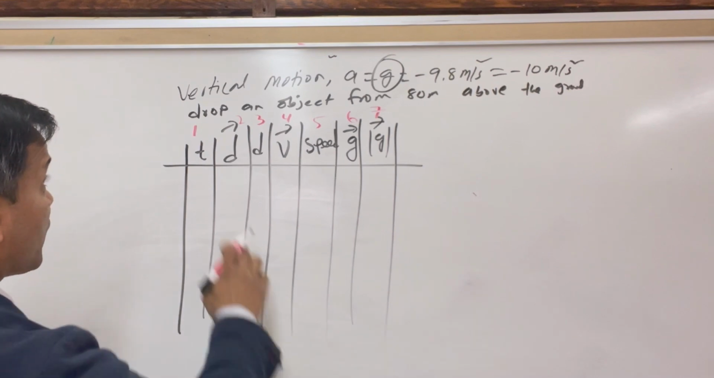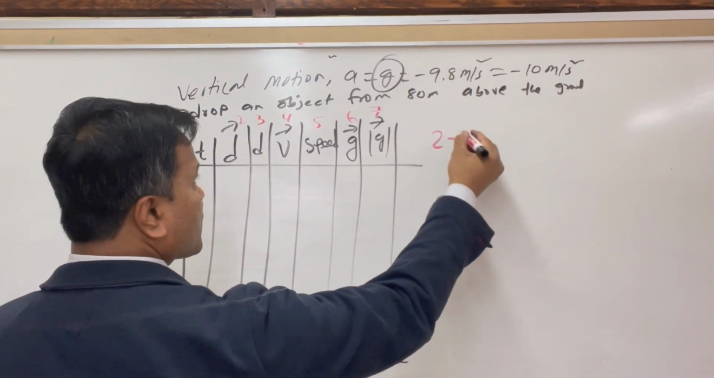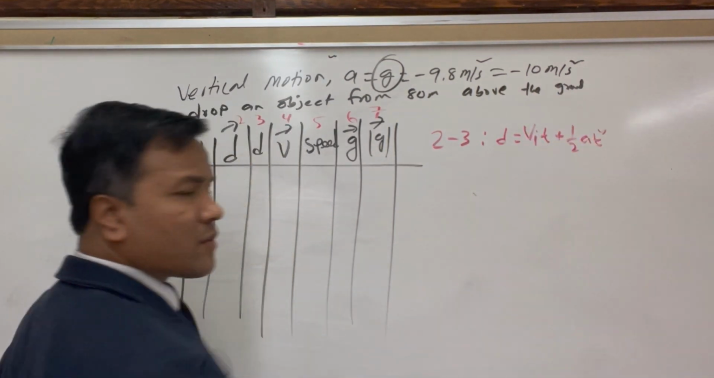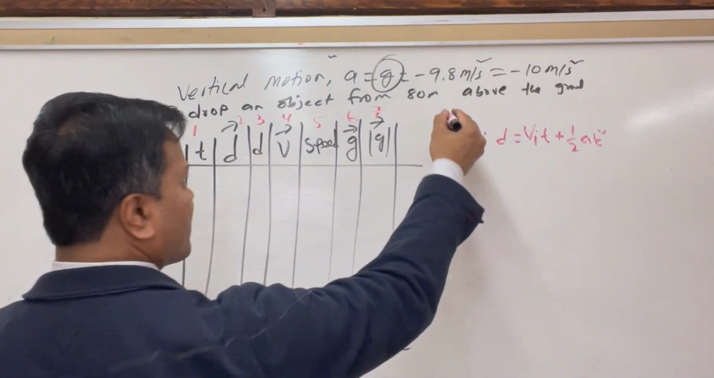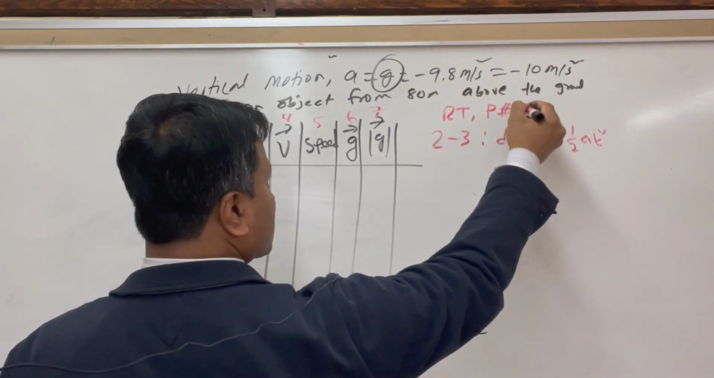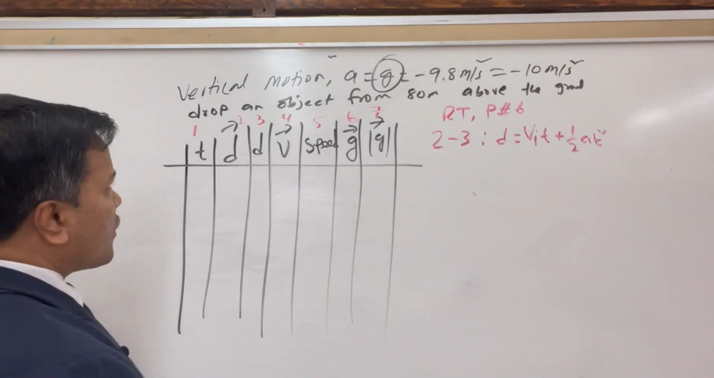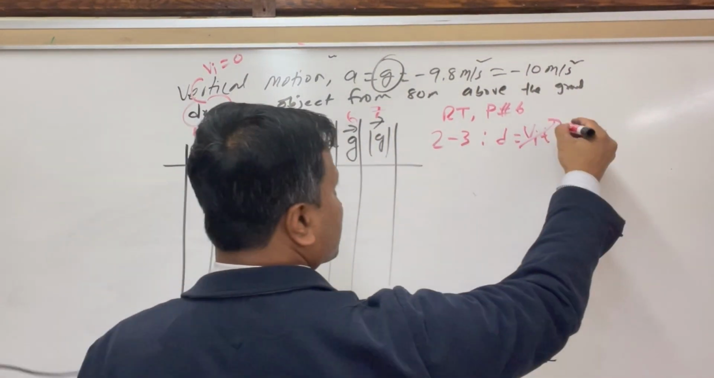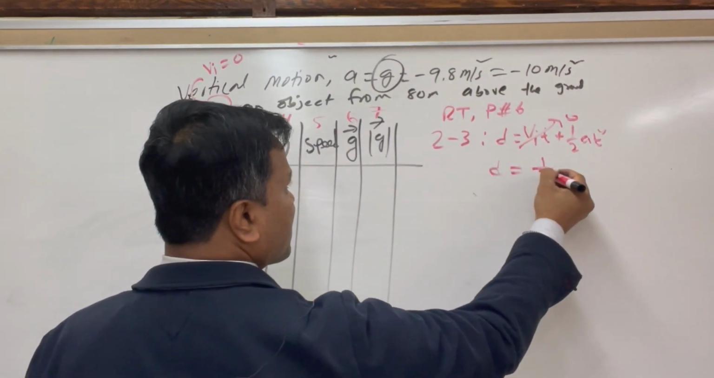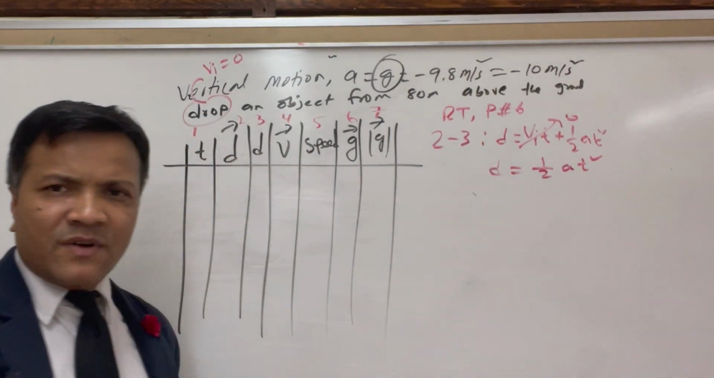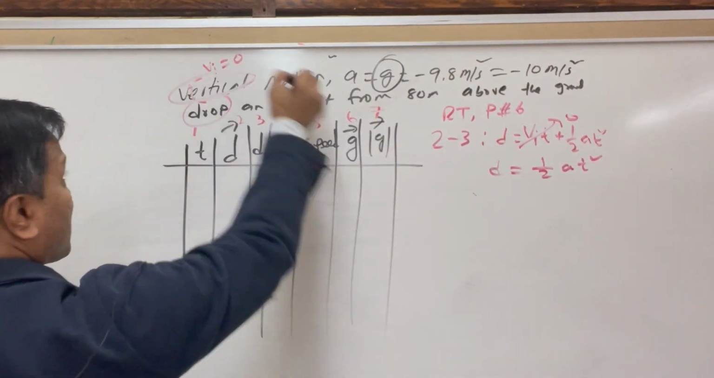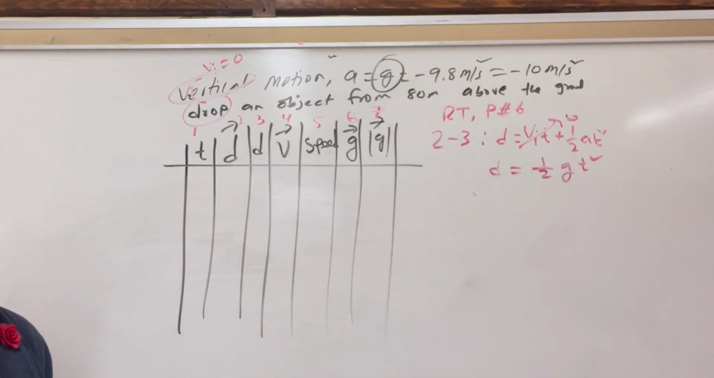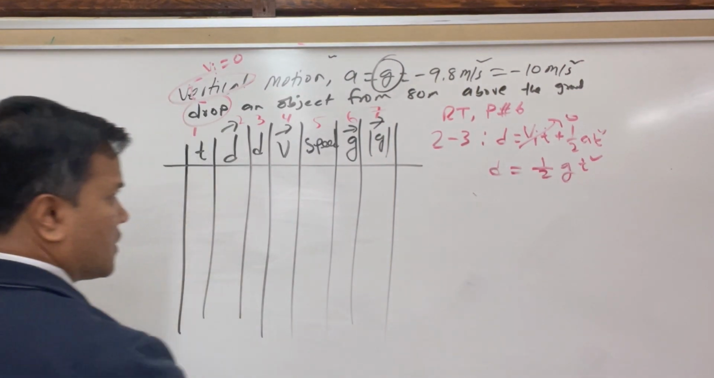All right, so for columns 2 and 3, we're going to use d is equal to v_i t plus half a t squared. This formula comes from the reference table, page number 6. When you drop an object, because you drop, it means initial velocity is 0. So make sure you understand that. So now the equation is easy: half a t squared. Now of course this is a vertical motion. How do you know? I wrote it. Vertical motion means acceleration due to gravity is a constant. g is -10. No matter whether you like it or not, it doesn't really matter.